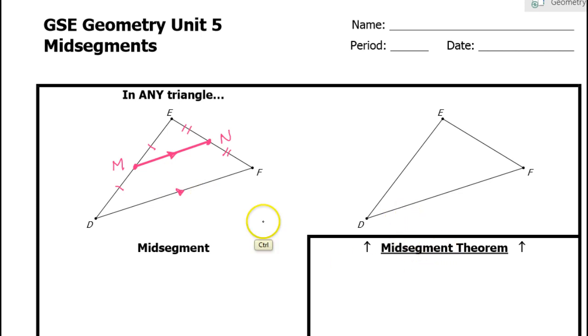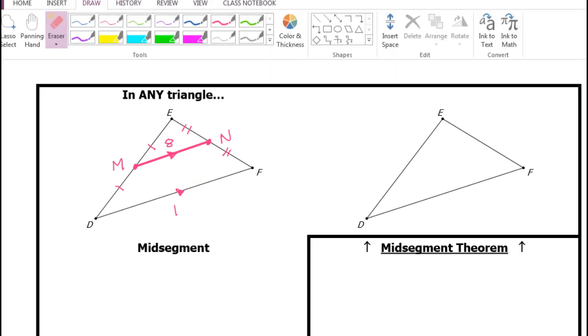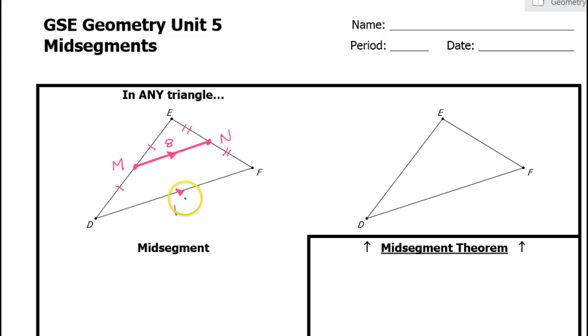Also, the Midsegment Theorem tells us that the midsegment is half the length of the side that it is parallel to. So, for example, if I know that the midsegment has a length of 8, then I know that this side of the triangle is length 16. Why did I put 12 when I said 16? I have no idea. Okay, if this is 8 and this is 16.